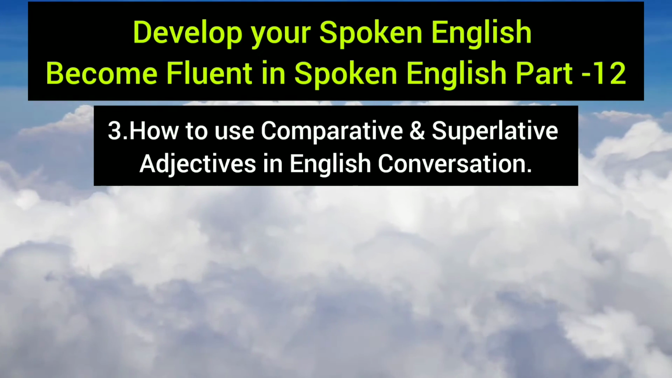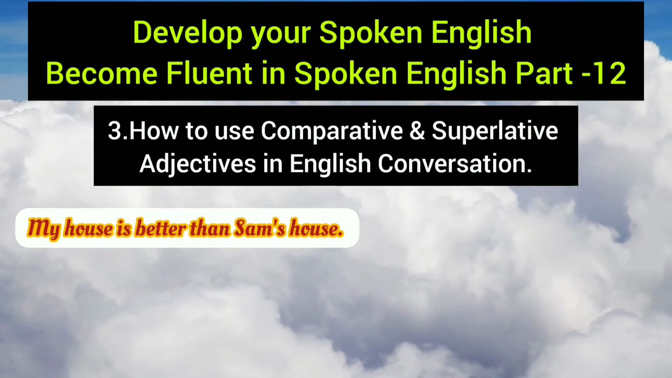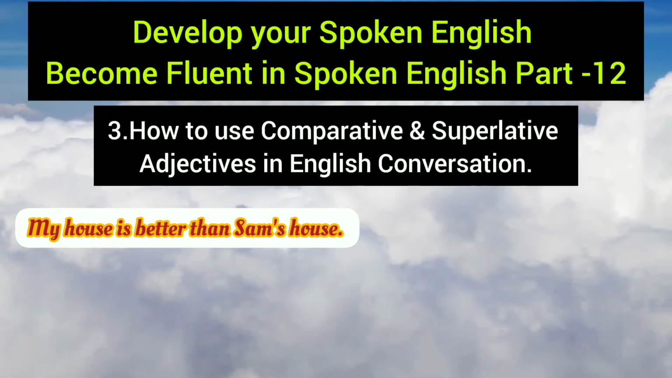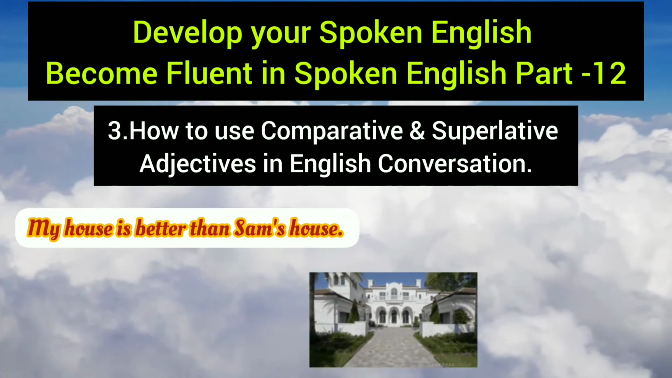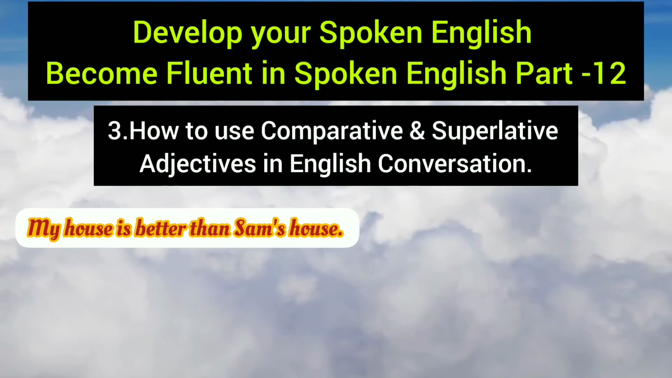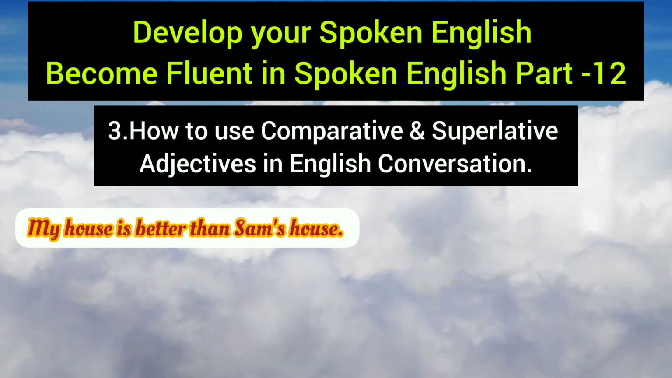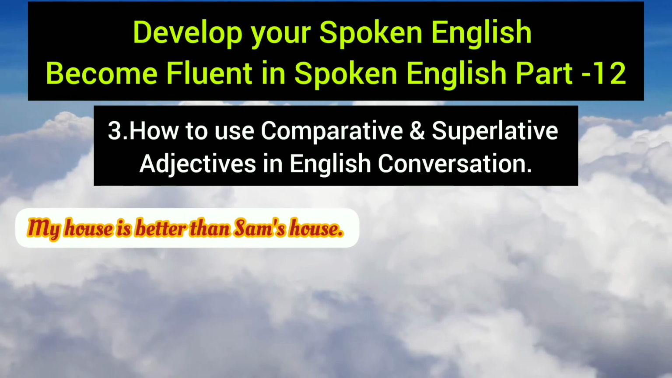So let me give you some sentences. Please see the sentences and practice. As you see the first sentence, my house is better than Sam's house. Suppose you want to compare something you have with someone else, that time you can use comparative form, that my house is better than Sam's house, okay, or my house is bigger than Sam's house. So I'm using comparative form.